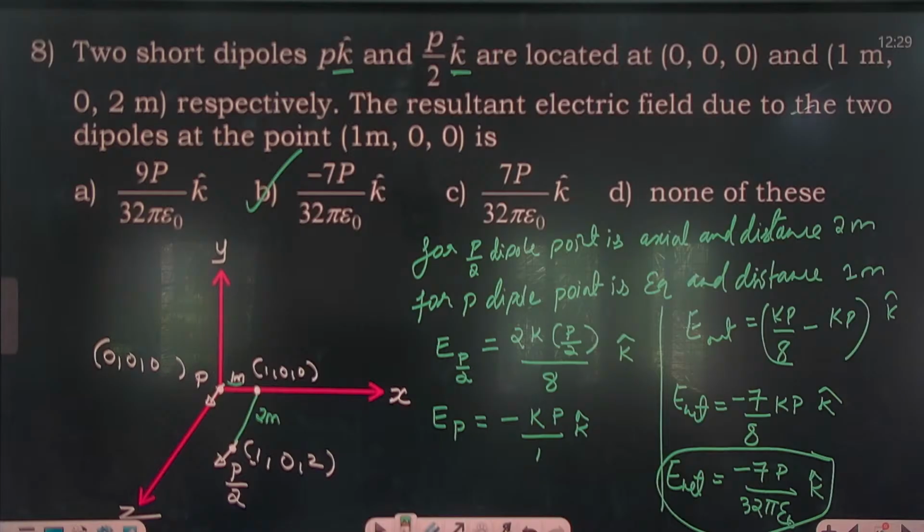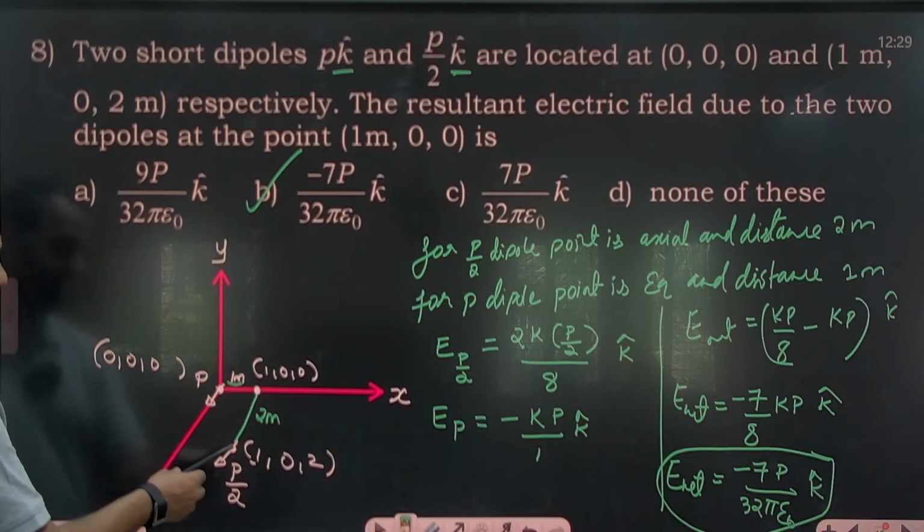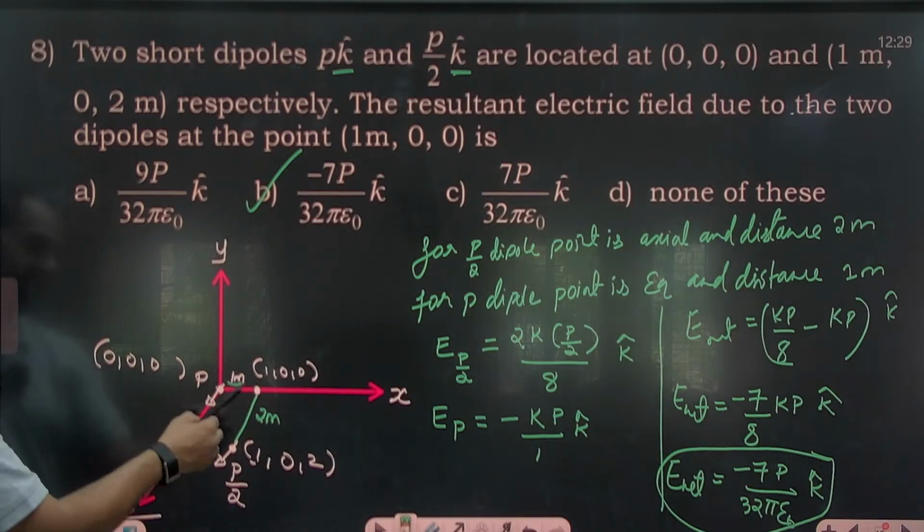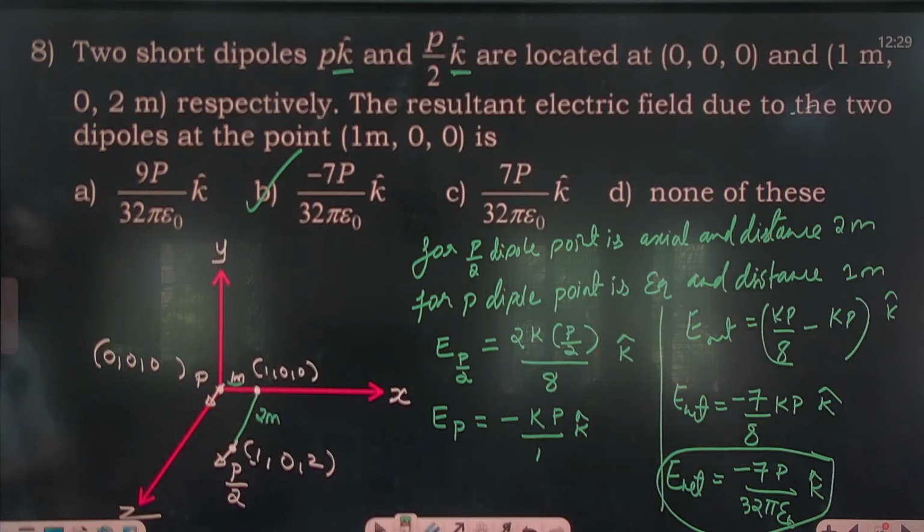Okay, try and visualize this as much as you can. At point P, the dipole is in this direction, and this point becomes the axial point at the origin of the dipole. This will become the equatorial point. Any doubts in this? We'll look at the next one.